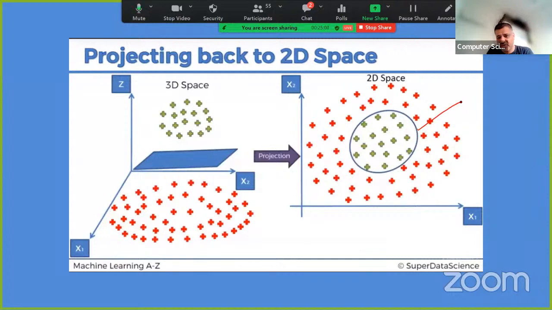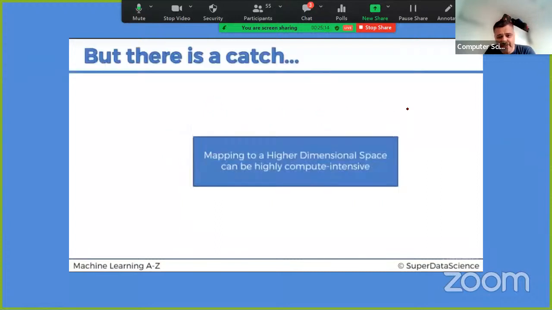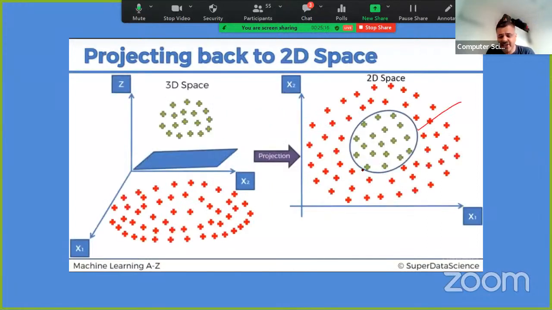And for this, for non-linear data, we have to use a concept called kernel trick, which can identify this type of non-linear hyperplane. So the conclusion here is that support vector machine can work in both cases, linear as well as non-linear.